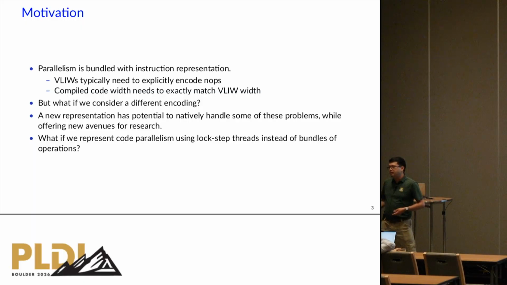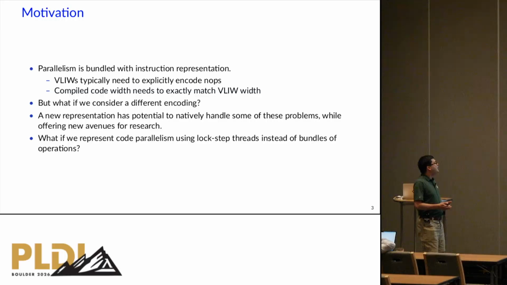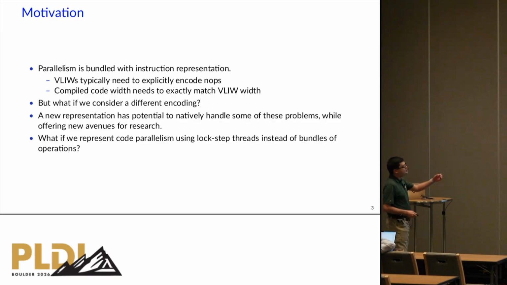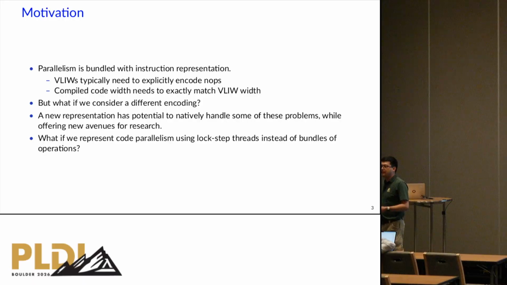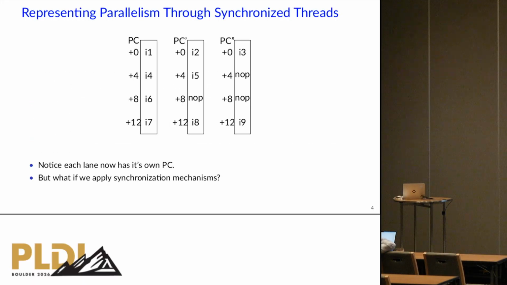But what if we have a different encoding? What if we consider that this might not be the only way to represent parallelism statically? A new representation might have some potential to handle some of these problems natively, and also, while we're at it, might give us some new avenues for research. So instead, well, what's another way we oftentimes do it? Oftentimes we use multithreading, and that's really nice, but requires some extra intervention. So instead, what if we just take these VLIW packs and treat them as lockstep threads? So here I have some instructions, and I've just removed the actual instructions and replaced them with I1, I2, I3, or operations.